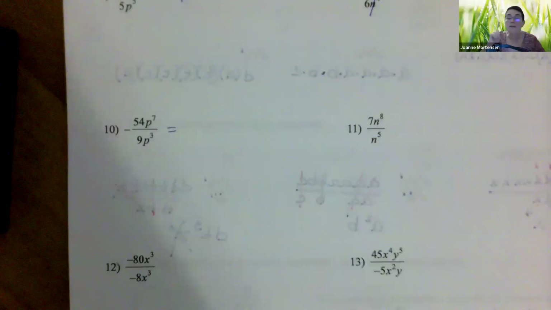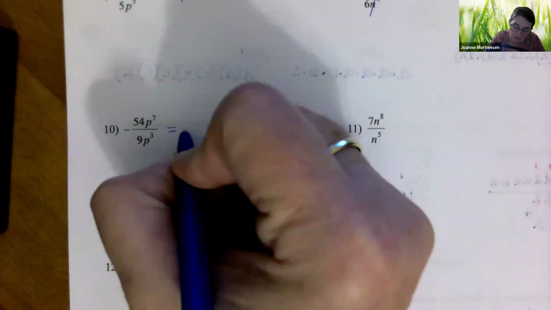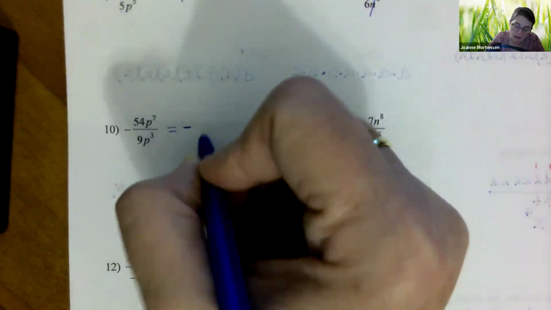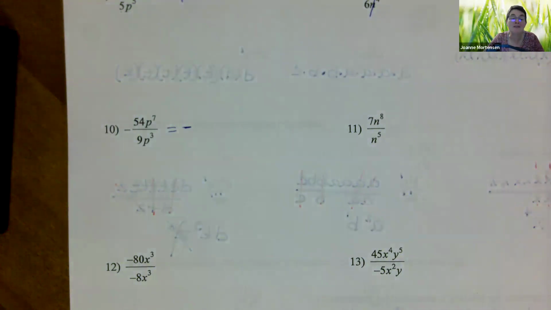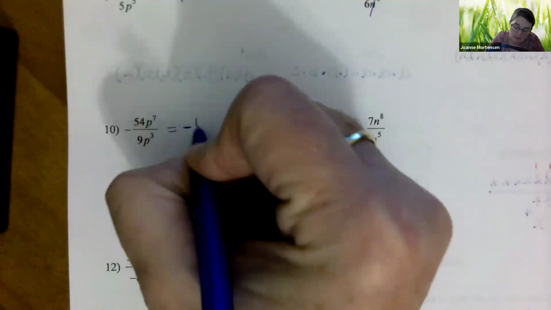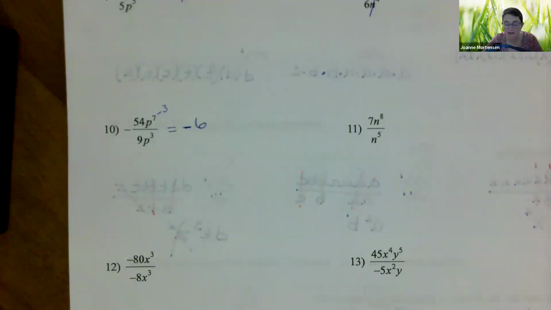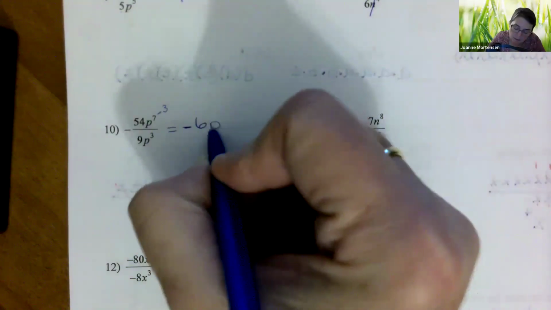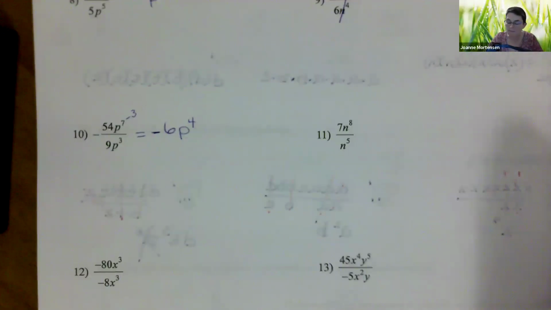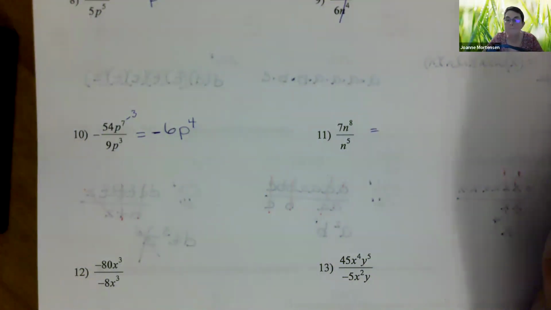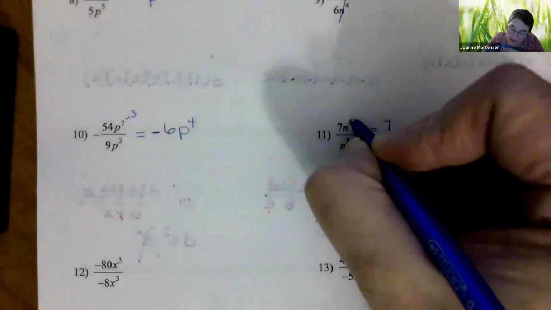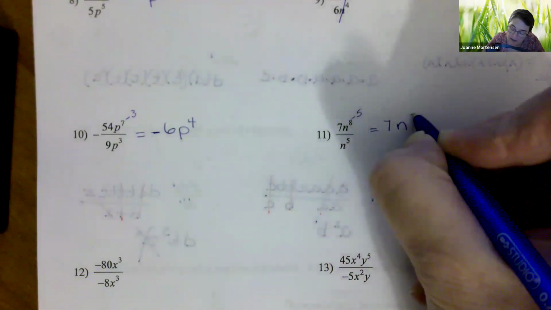So what you need to know is when there's a negative out front, there's only one negative. If you want, you can move it and apply it to the 54, but there's only one negative. So I know my answer is going to be negative. 54 divided by, I'll slow down, 54 divided by 9 is going to be 6. And 7 minus 3 is 4. So P to the 4. It's just 7. And then 8 minus 5 is N to the 3.